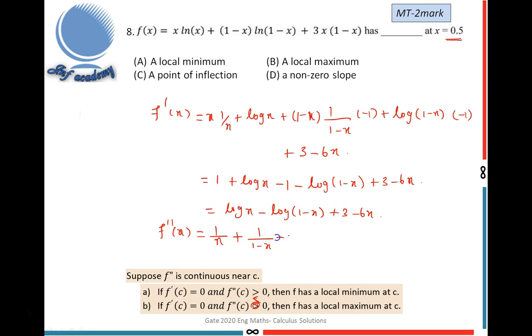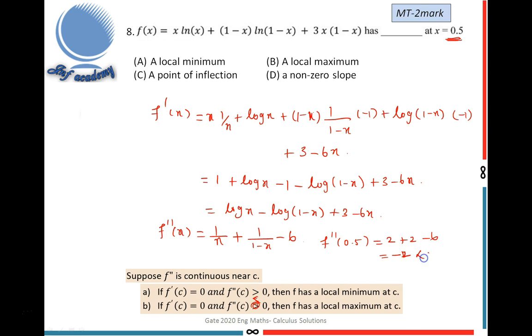This is 0 and minus 6. I put x equal to 0.5. You have to find x equal to 0.5 only. So I put 0.5 in the second derivative. F dash dash of 0.5 equals, this is 2 times 1 by 2, this is 2, 1 by 1 minus 2 also, 1 by 2 plus 2 minus 6. Finally, I got negative 2.